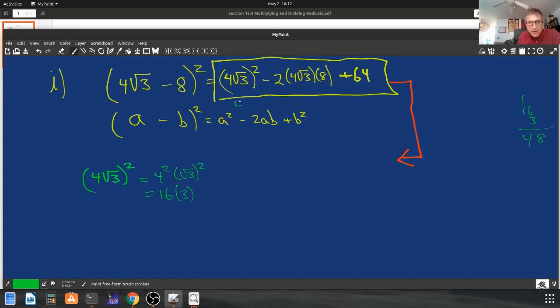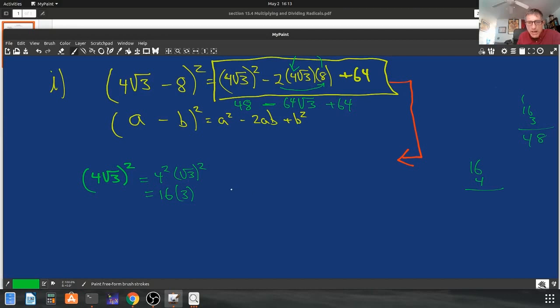So I can write it underneath here. That's 48. Here, 2 times 8 is 16. Then I'm going to multiply that times my 4. So 16 times 4 is going to be 64. I better check that. 16 times 4 is 64, yes it is. So 64 on the square root of 3, plus 64.